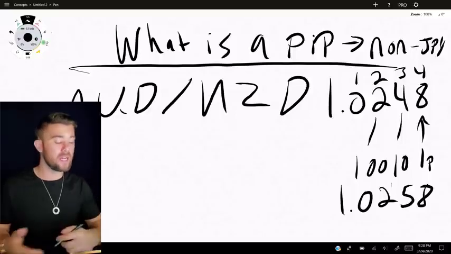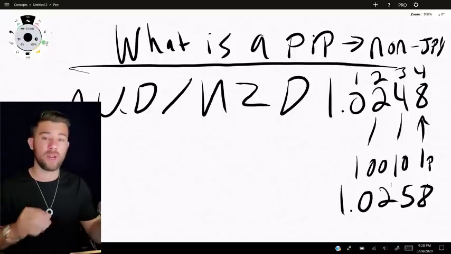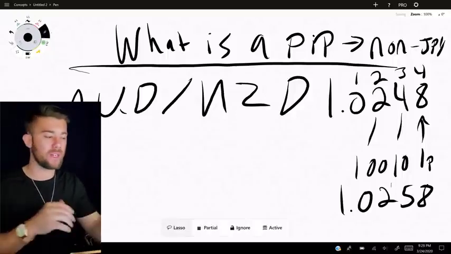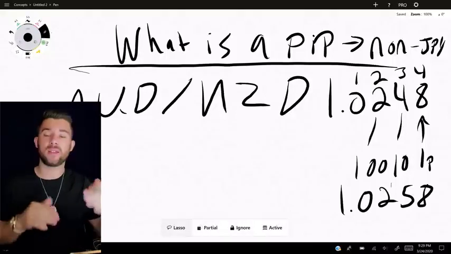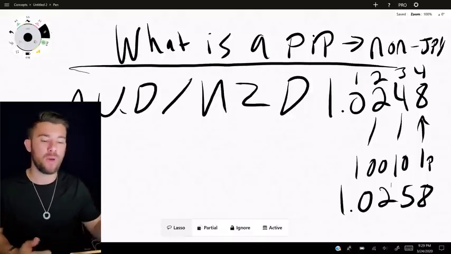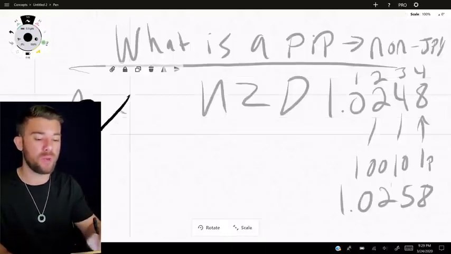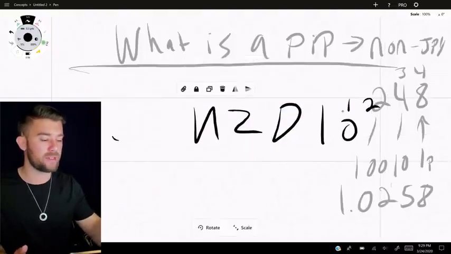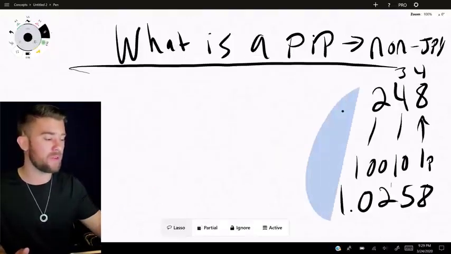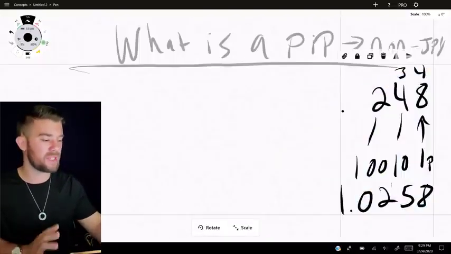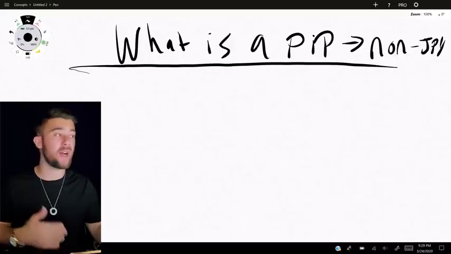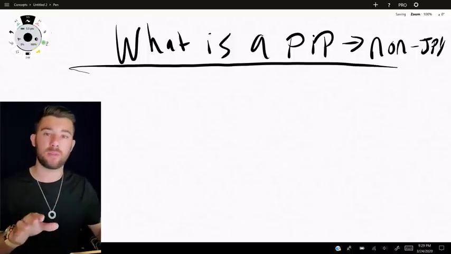That's how you need to be looking at it in terms of what a pip is and how it's valued. Now, we've just talked about every non-yen pair. Any pair that does not have JPY will be calculated like this and valued like this with 4 decimal places. Now, what about yen pairs? Something very slight changes on any pair with the letters JPY attached to it. So let's do an example of that right now.